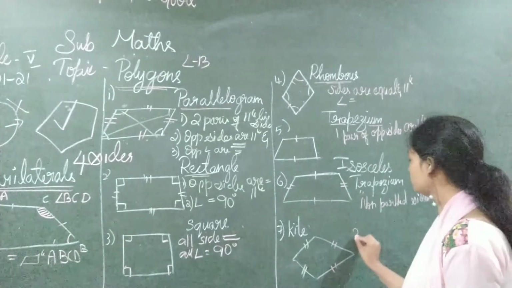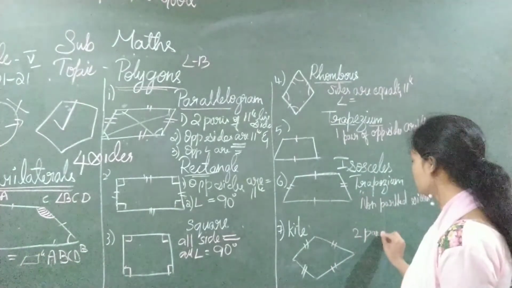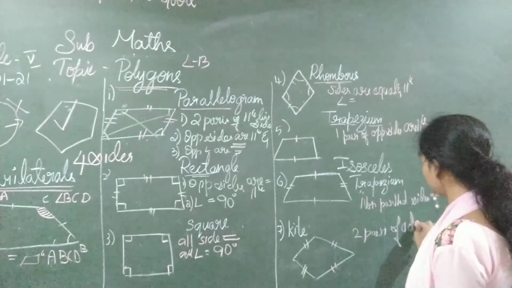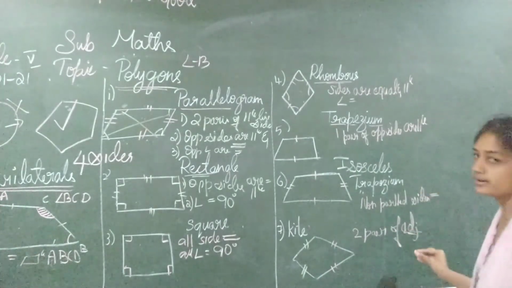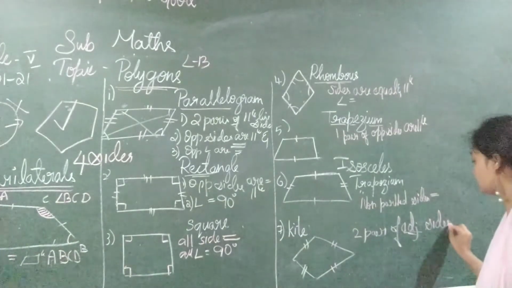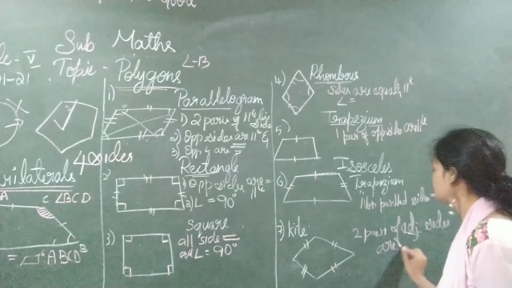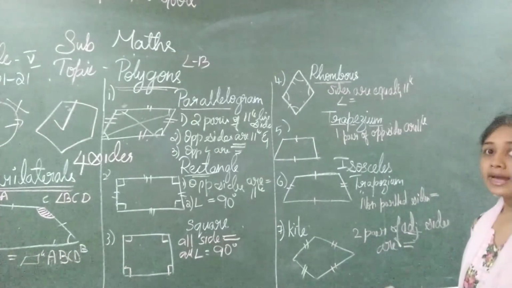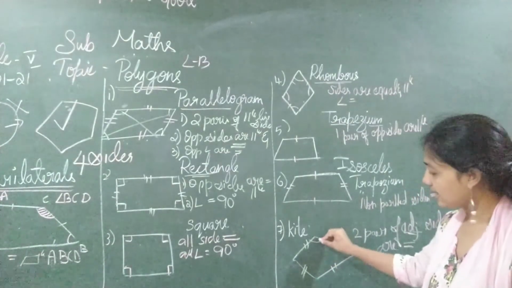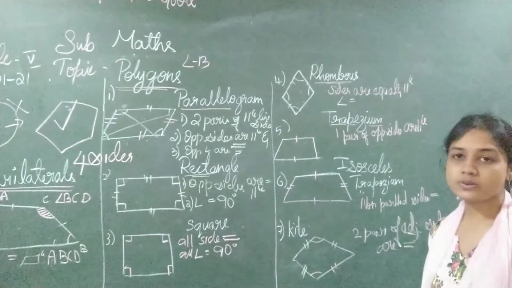Okay? So in kite, the two pairs of adjacent sides are equal. I write a short form here: adjacent sides are equal. And in this, this angle and this angle are equal.